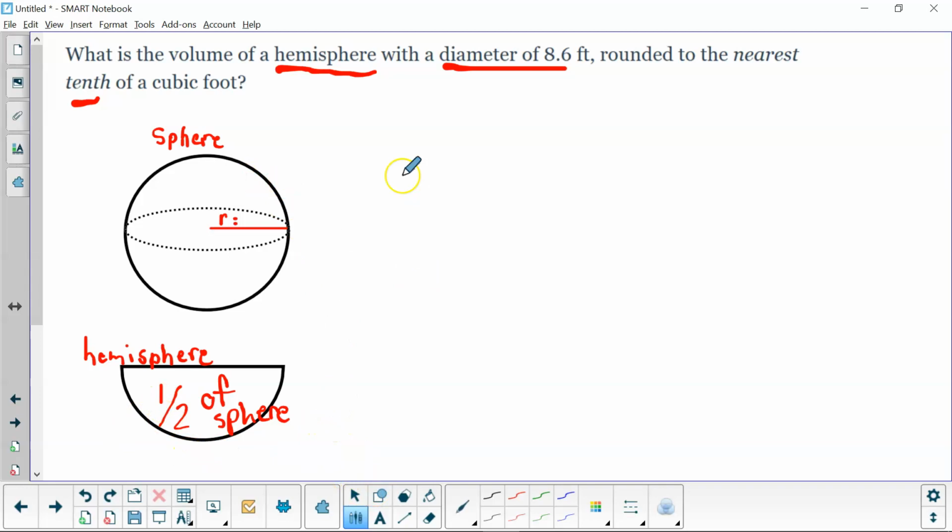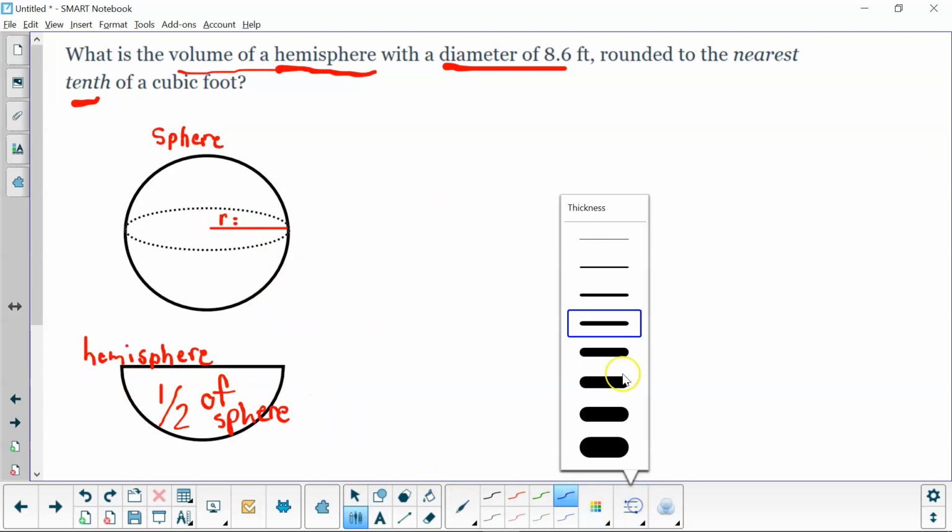So what you have to do when you're getting the volume of a hemisphere is use this radius, plug that into the formula, get the volume of the entire sphere, then divide that by 2, or chop that in half, so you can get the hemisphere. It's kind of a complicated problem.